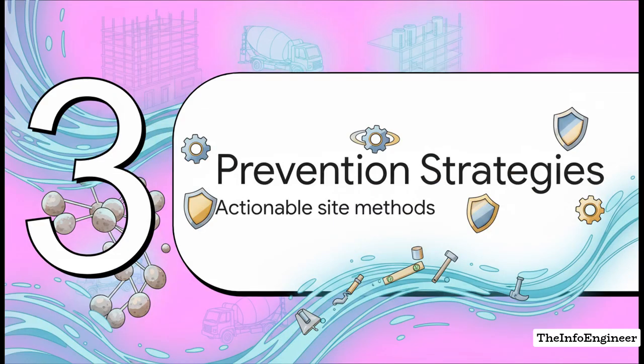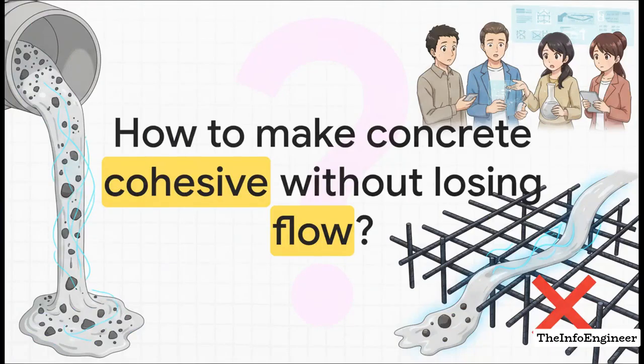All right, Section 3, prevention and mitigation strategies, actionable methods for the site. The million-dollar question for us technologists, especially when we're designing modern self-compacting mixes, is this: how do we make a mix highly cohesive without completely killing the flow? We have to prevent it from separating, but we still need it workable and fluid enough to actually place. If we just make it insanely stiff, we're never getting it around congested rebar.